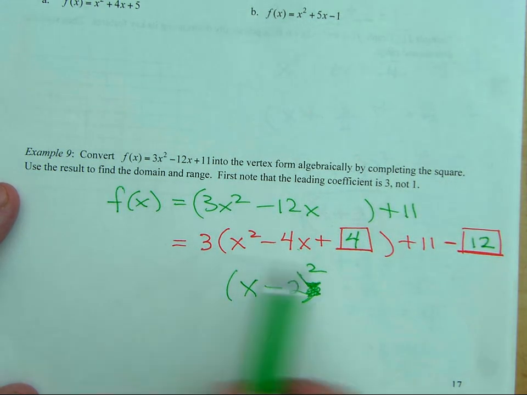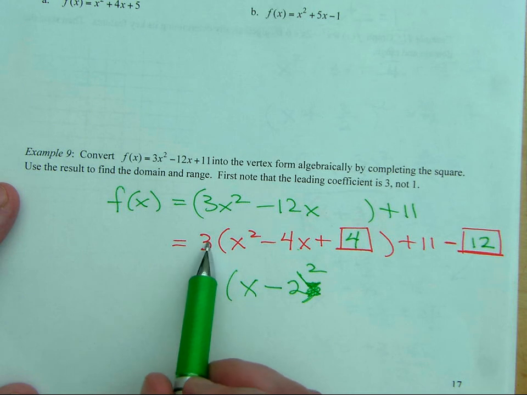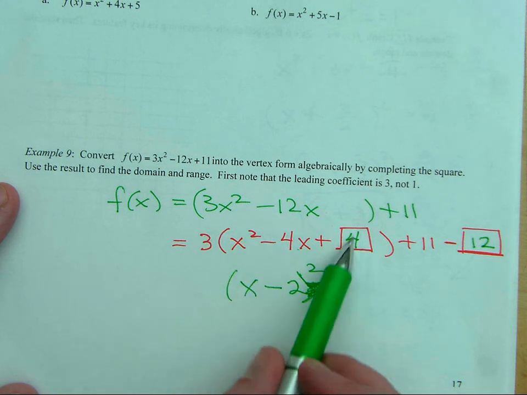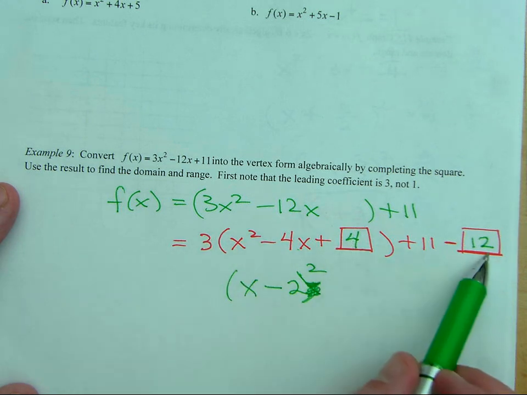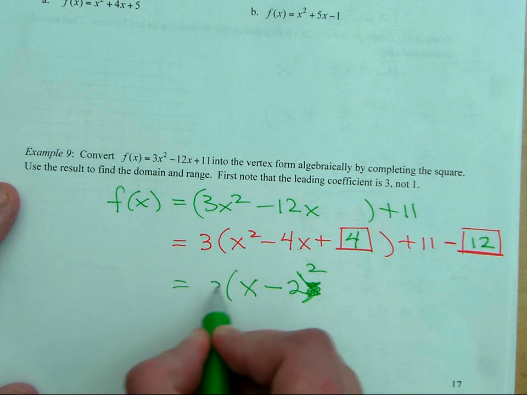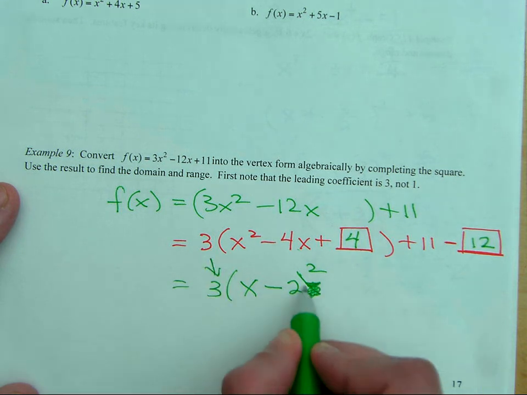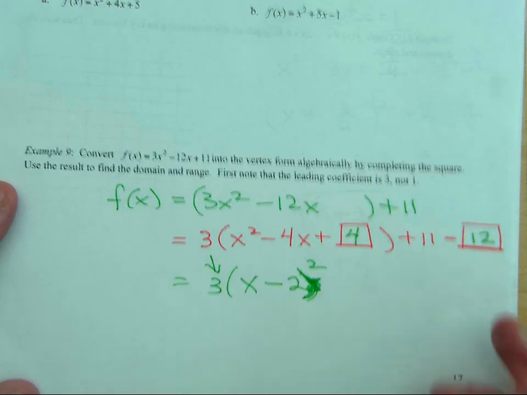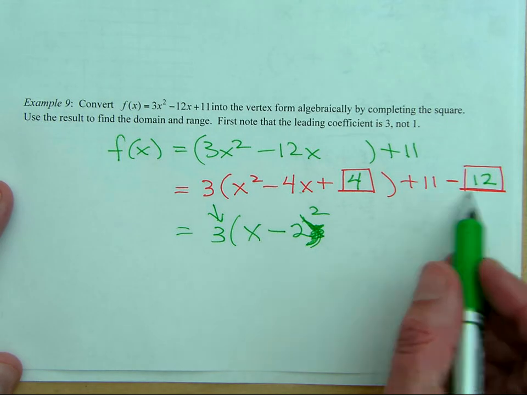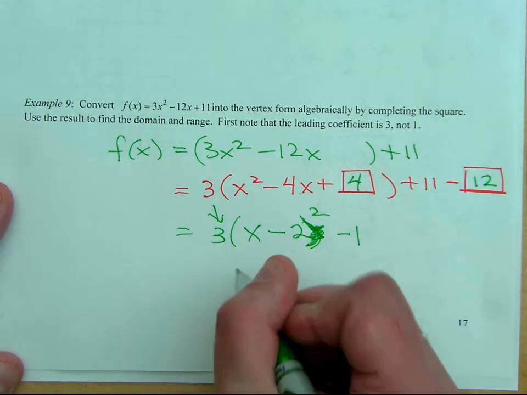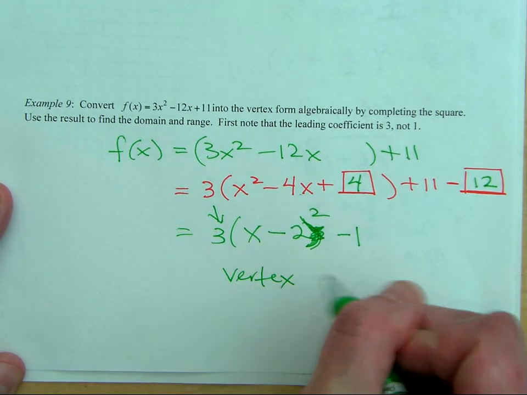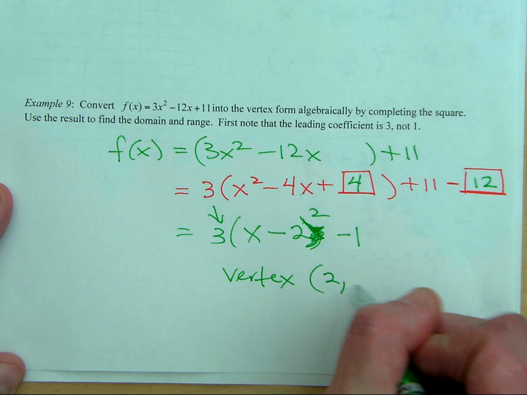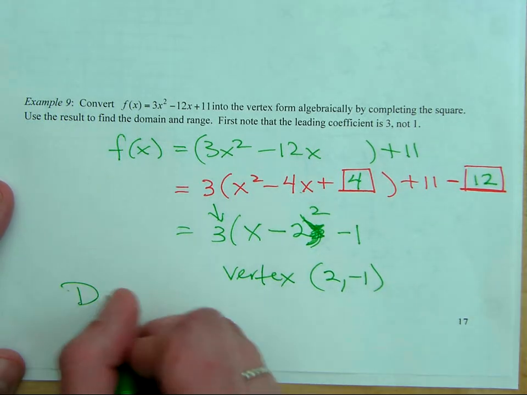Because of the 3 out front, since I factored out the 3, notice that if I were to distribute the 3 back in, I'm really adding 12. So I'm subtracting 12. So this equals 3 comes down. You have this in factored form. And then what do we have on the outside? Yeah, minus 1. So what's the vertex? 2, negative 1.